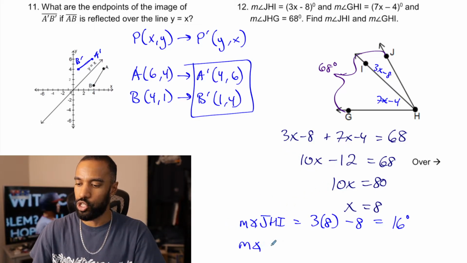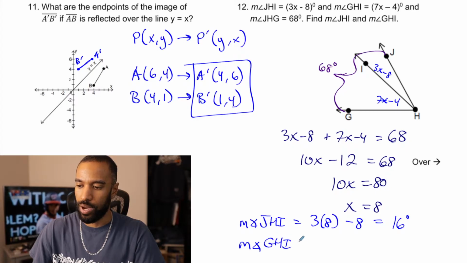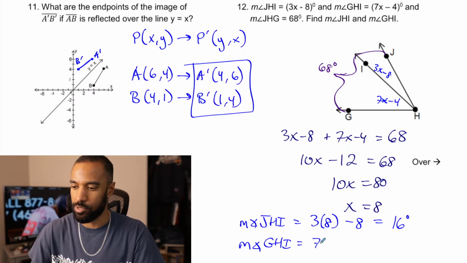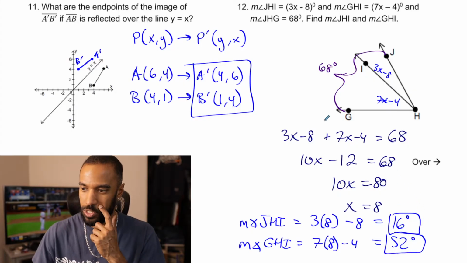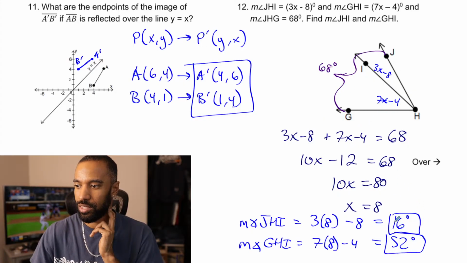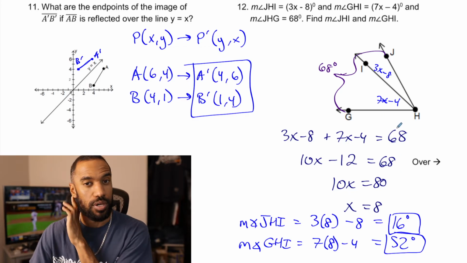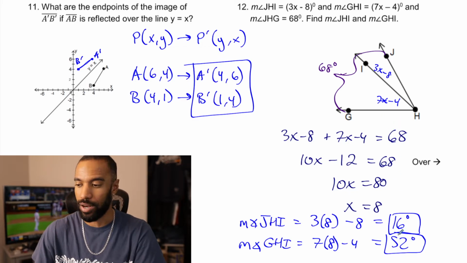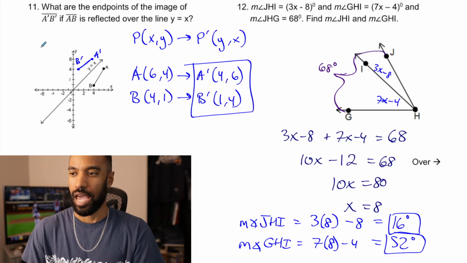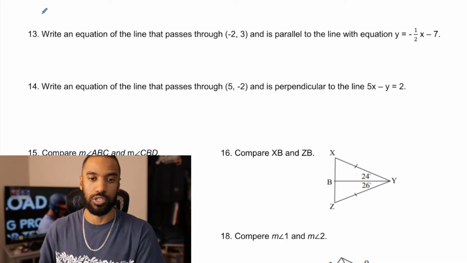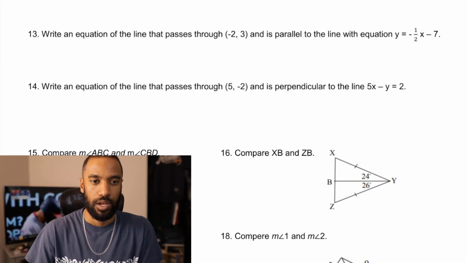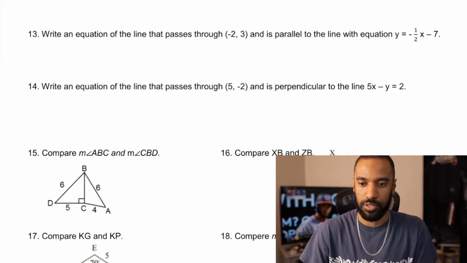Measure of angle GHI. You have a couple ways you can do this. You can do 7 times 8 minus 4, because that's its expression. 56 minus 4 is 52. You could have also used it in the scenario 16 plus the measure is 68. So you could have done 68 minus 16. Right? You'd still get 52 there. Anyway, there's the answer there. And I do know we run across some more of those later, but apparently not right now. Okay, next page, number 13.